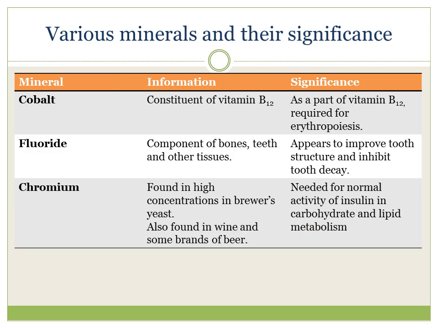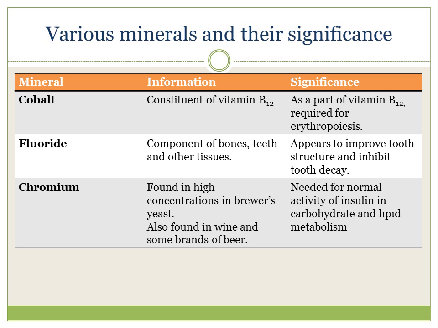Our next mineral is cobalt. It is a major constituent of vitamin B12. Coming to the significance, as part of vitamin B12, it is required for erythropoiesis. Next is fluoride. Fluoride is an important component of bones, teeth, and other tissues. Coming to the significance of fluoride, it appears to improve tooth structure and inhibits tooth decay.